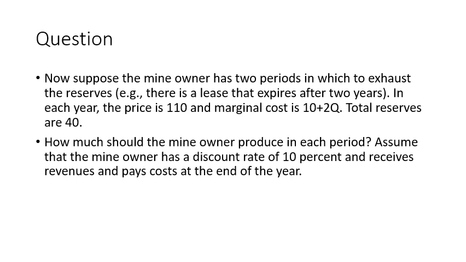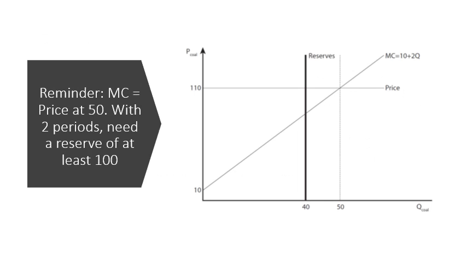Assume that the mine owner has a discount rate of 10% and receives revenues and pays costs at the end of the year. Reminder, marginal cost equals price at 50, so with 2 periods we need a reserve of at least 100 to do that. If we had no resource constraint, we would like to produce 50 in each period, and so we would need a reserve of 100. But that's clearly not the case because our total reserves are 40. Now we have to break up the stock of 40 units of coal into 2 periods of production. What's the best way to do that?